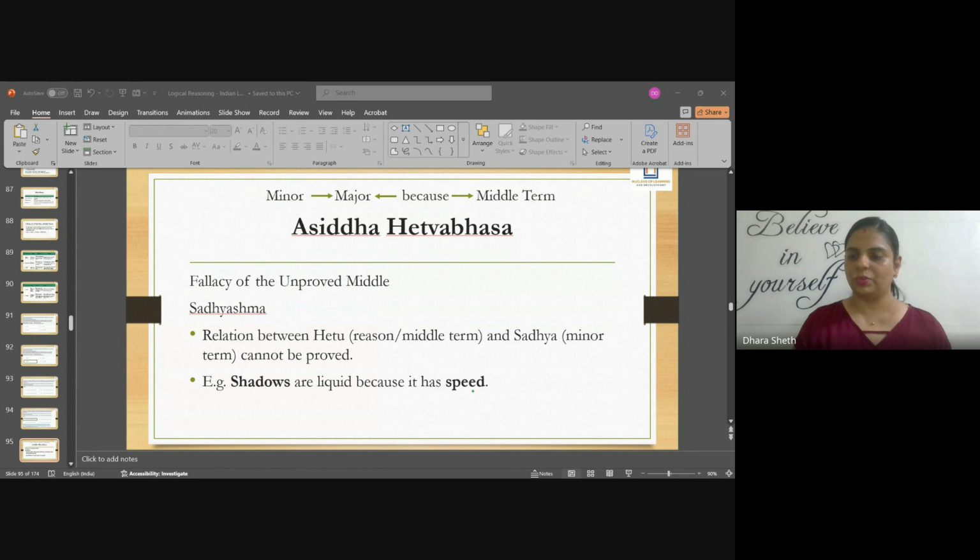No. Right? Reason and minor term do not have any relation. Asiddha hetvabhasa. When this statement is given, "Shadows are liquid because it has speed," please remember, this is your fallacy, and if this fallacy is asked and this is given as an option, this is your example. Remember all the examples which are going to come now.